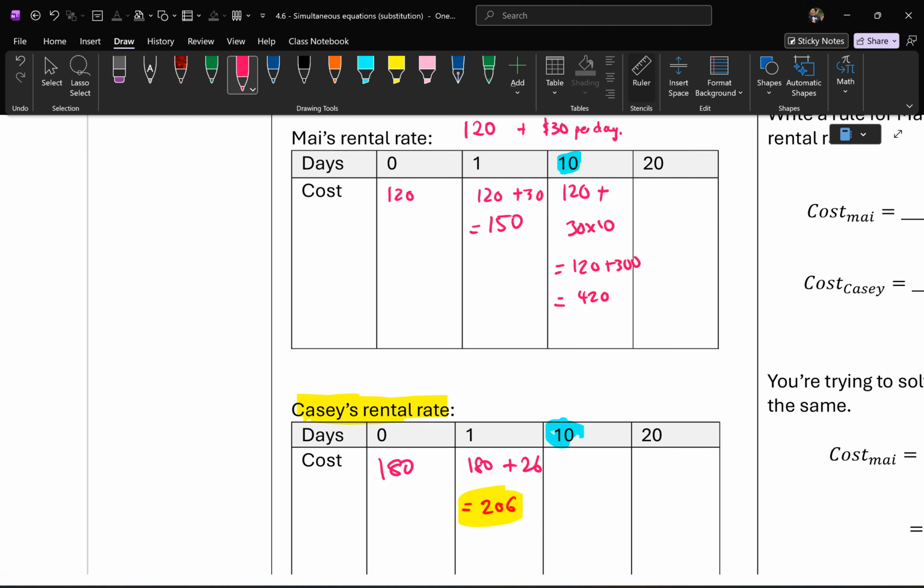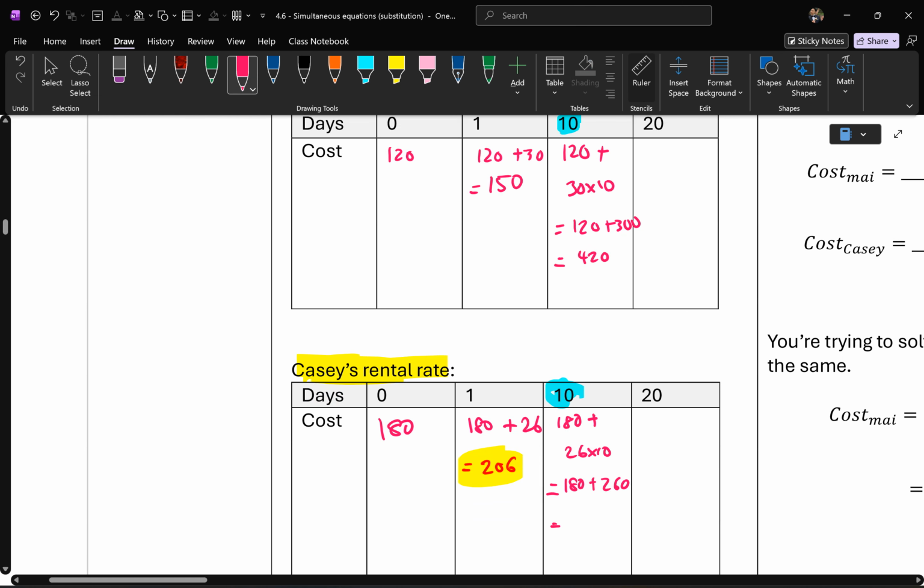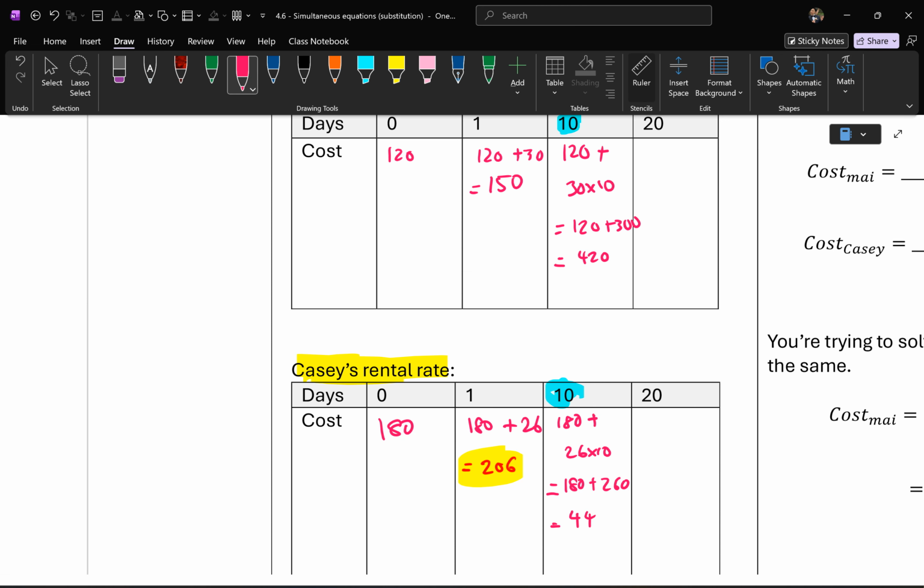So I got 420 for Mai, but if you did it for Casey, Casey had to pay 180 upfront, but then 10 days of hire would mean at $26 per day, it's 26 times 10. So in total, 180 plus 260, this now gives us, how much is that? That's $440.